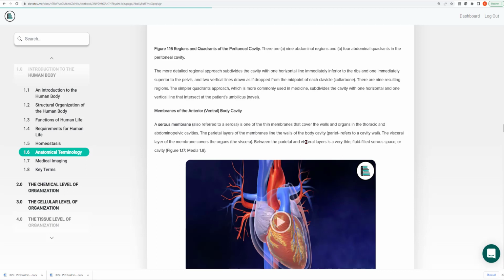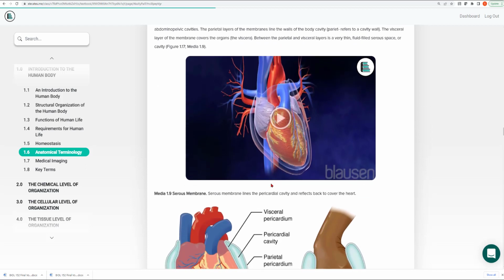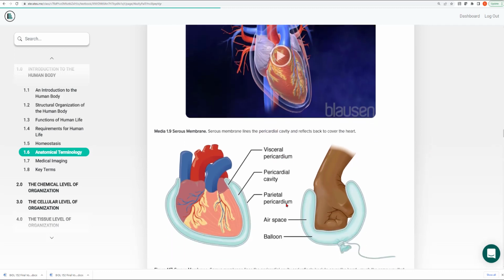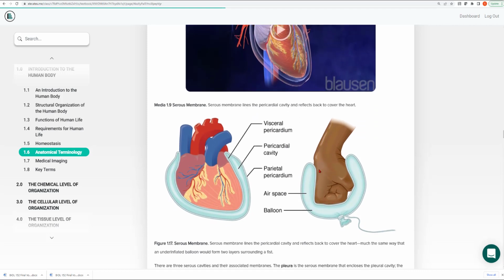So let's start off with the first one. This is the one that goes around your heart, okay? The one that goes around your heart is called the pericardium, or the pericardial sac that surrounds the heart. The video describes this to you, as does this picture. Imagine you're taking your fist and punching it into a balloon. As you push your fist into the balloon, you make this huge indentation, and now there's 2 layers, if you will, of that balloon, right?